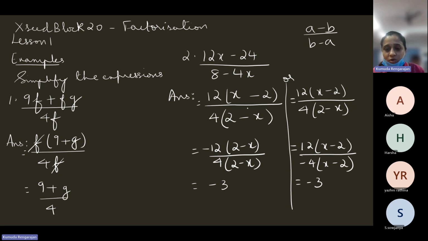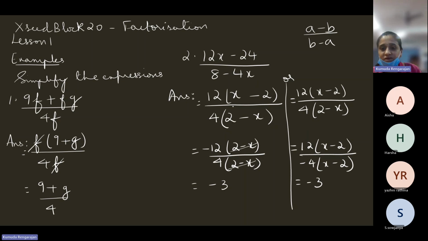To cancel them out, you can work it like this or like this. In this case, in the numerator, I've written x minus 2 as 2 minus x. If you do that, then the number outside the bracket, positive 12, should be written as negative 12. Plus 12 becomes minus 12. The denominator is as it is, no change. So now 2 minus x and 2 minus x cancel out, and minus 12 by 4 is minus 3.